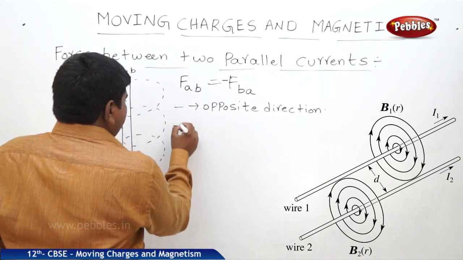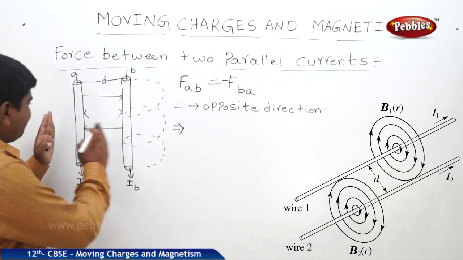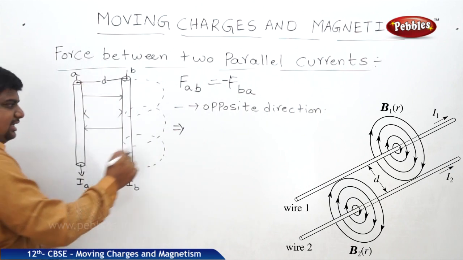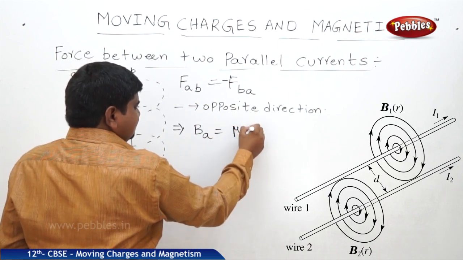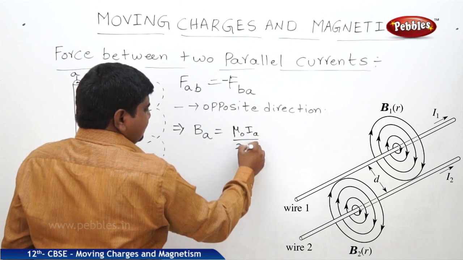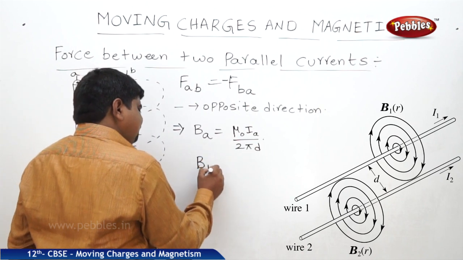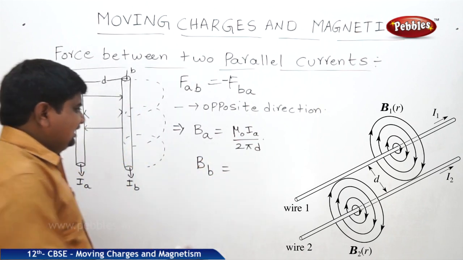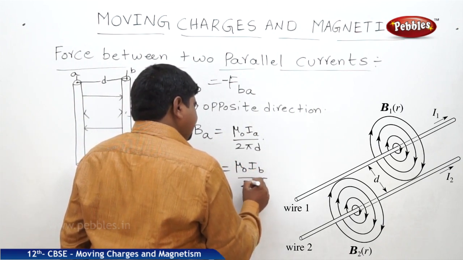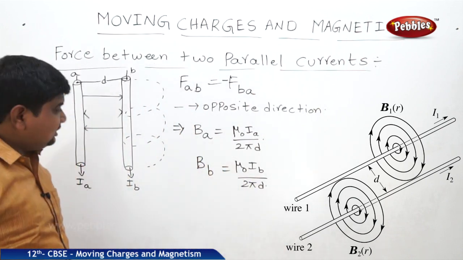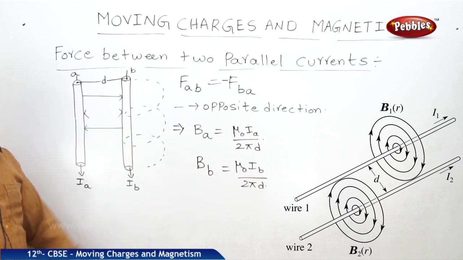So therefore, what is the magnetic field equation? So from that we can find out. What is the magnetic field with respect to the rod A? BA is equal to mu naught IA by 2 pi d. Such like that, magnetic field with respect to the rod B is mu naught into IB by 2 pi d. This d is the separation between the two conductors. Field along A with respect to B, field along B with respect to A.